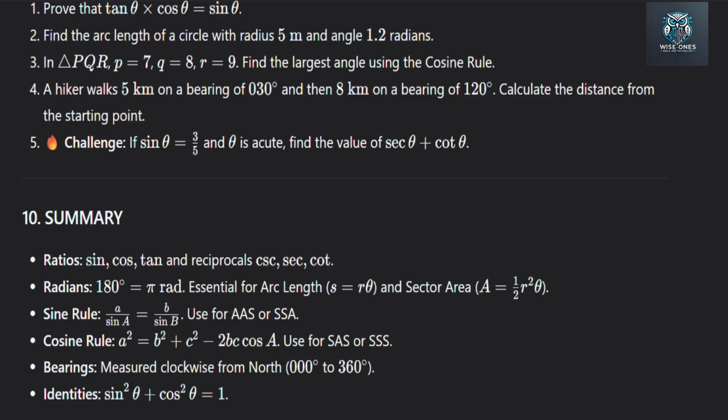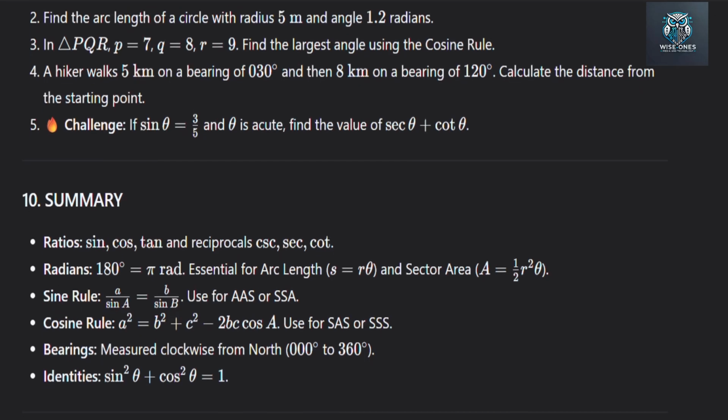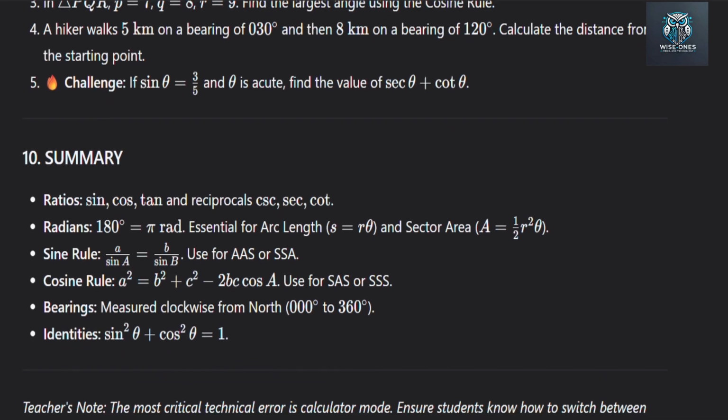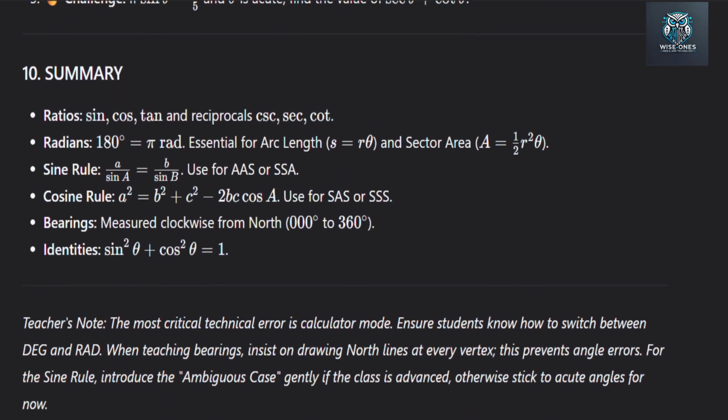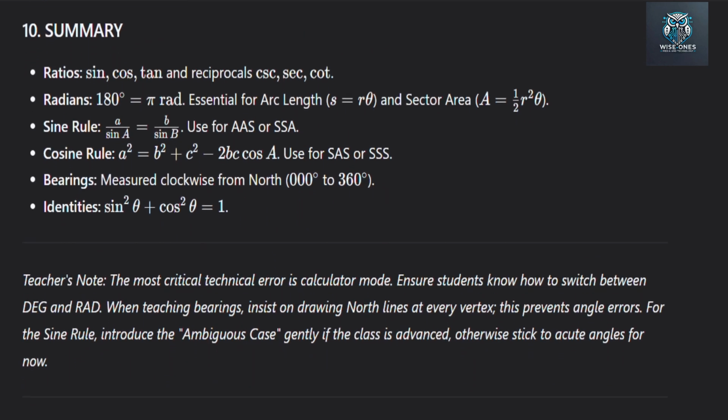Question 5 is a challenge. If sine theta equals 3/5 and theta is acute, find the value of sec theta plus cot theta. This last one is tricky. You will need to draw a triangle to find the other sides first.